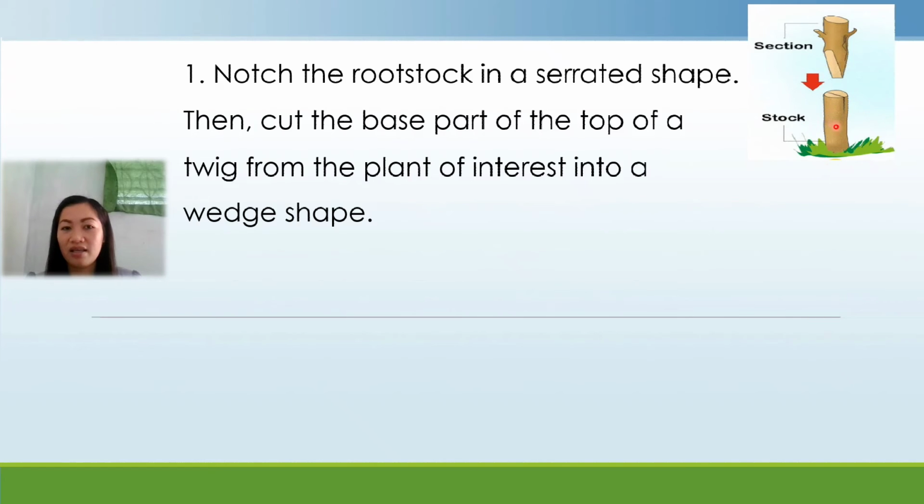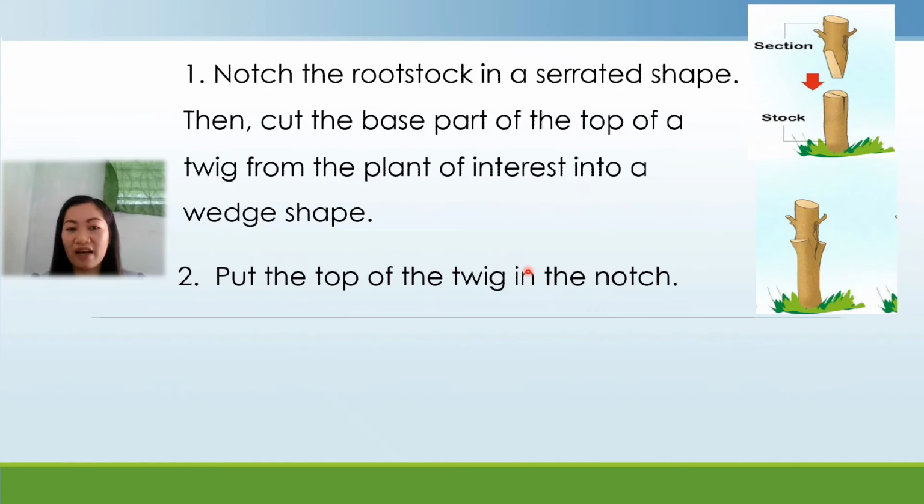Then cut the base part of the top of a twig from a plant and shape it into a wedge. You have to cut the other plant in a V shape, and the rootstock you also have to cut like this, so that at the time you insert the other stem, it will be easy.